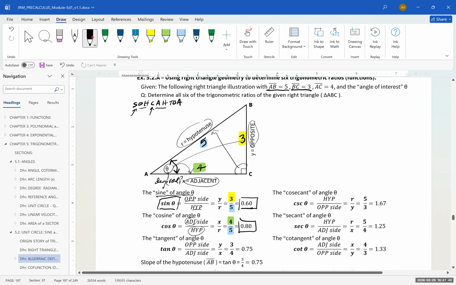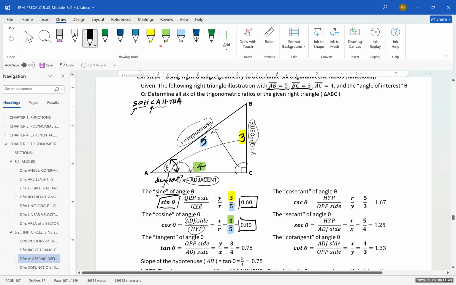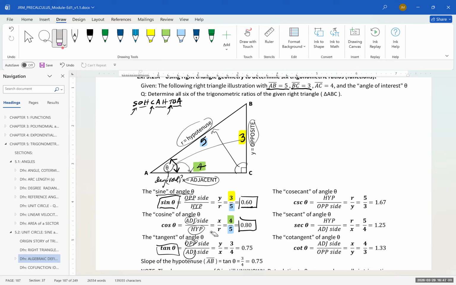Now let's look at tangent. Tangent is equal to the opposite over the adjacent side, which is y over x. Y in this case is 3, the length of the opposite side, and the length of the adjacent side, the value along the x-axis, is 4. And 3/4 is equal to 0.75. So the tangent of our angle of interest is 0.75.